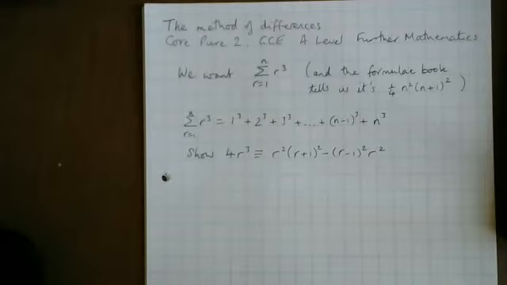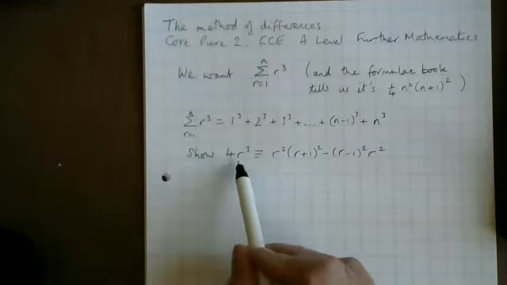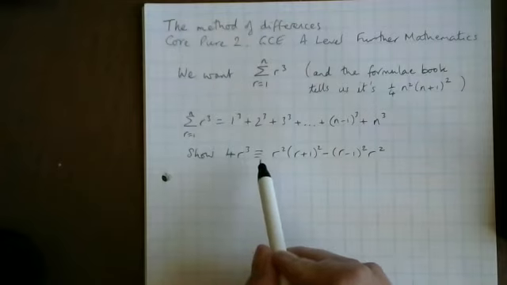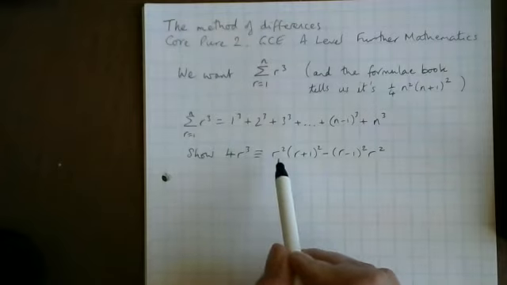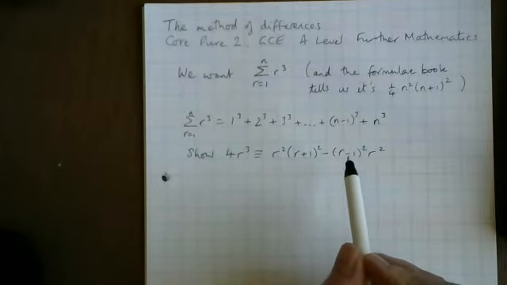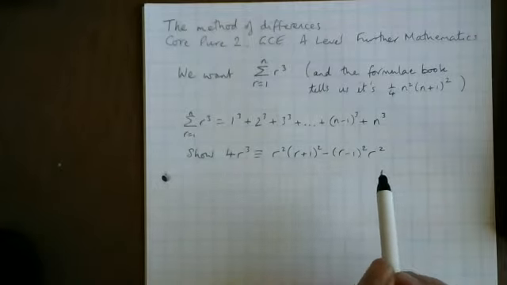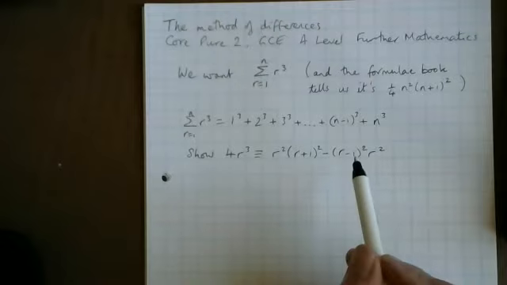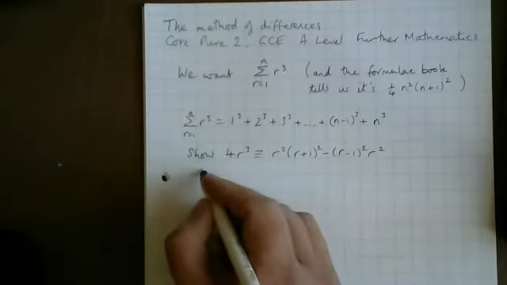So for r cubed, it relies upon this rather unlikely identity that 4r cubed is identical to r squared times r plus 1 squared minus r minus 1 squared times r squared. So let's show that's true to start with. So we'll start with the right-hand side.